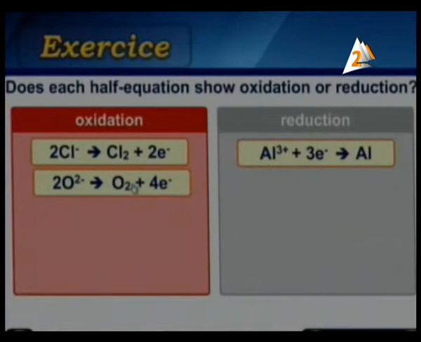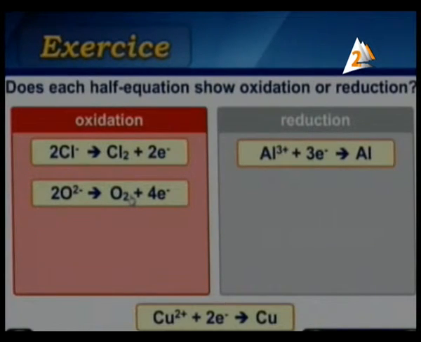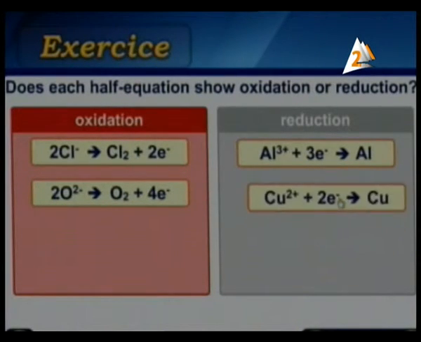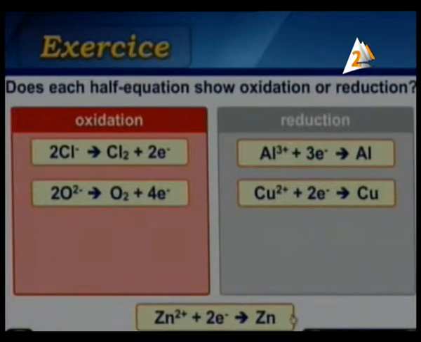They are similar to the equation here, so we put it inside the equation table. Here is oxidation. Why? Because 4 electrons are lost by 2O negative 2. And we have another one, copper. I think it looks like aluminium, which means reduction, because you gain 2 electrons. It is reduction.